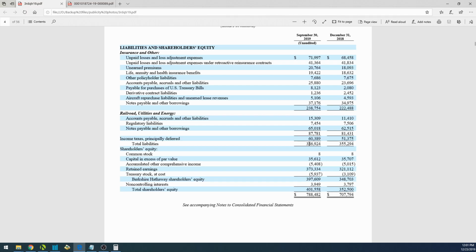Okay, then let's look at liabilities. So total liability seems to have grown a little bit as well. 300, okay, billions of dollars is not a little bit. So as of last year, December, it was 355 billion in total liabilities compared to 386 billion in September this year. So liabilities have grown approximately 30 billion, but shareholder equity has grown by about 50 billion. So that's not too bad. That means there's more growth in shareholder equity as compared to growth in total liabilities. So combined together, that makes it a growth of $80 billion in total assets.